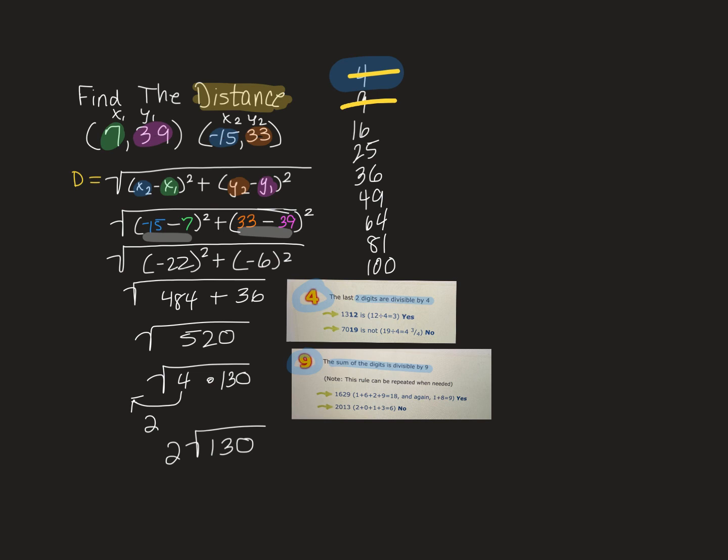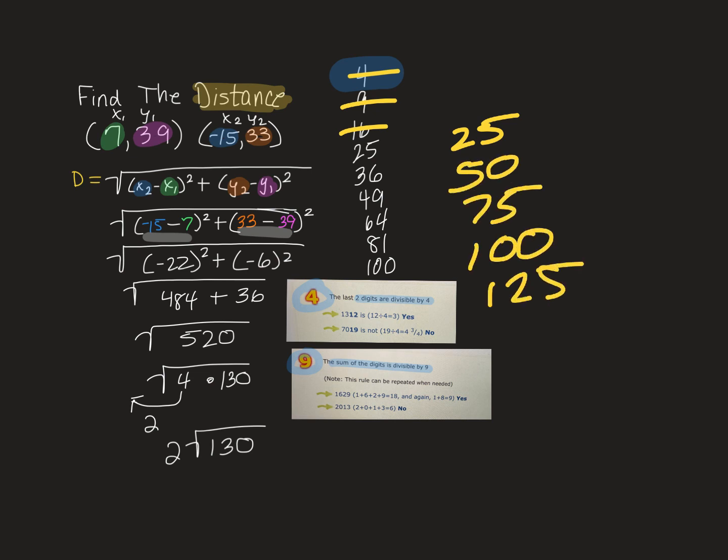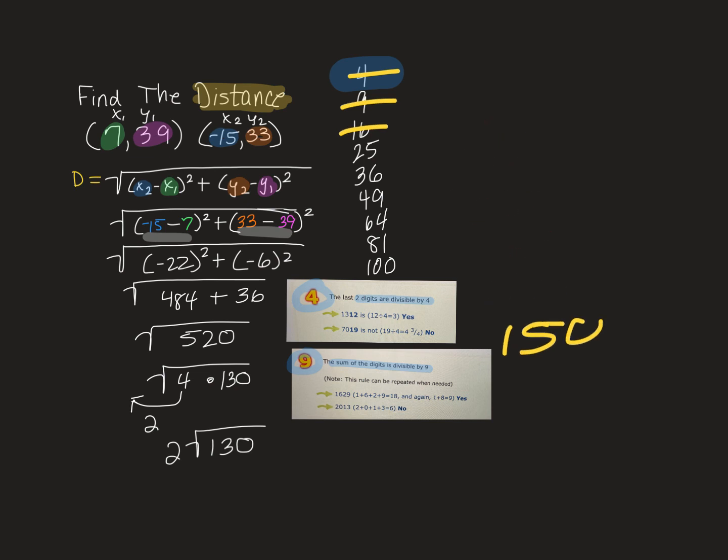So the next one I would try is 16, but if 4 already doesn't go into 130, that means that 16 won't go in there either because 4 is a factor of 16. We know that 25 won't go into 130 because 25 would be like 25, 50, 75, 100, 125, 150. So 25 does not go into 130, and I can mark that one off my list. And then because 4 and 9 both don't go into 130, that means that 36 won't go in there either because 4 and 9 go into 36.